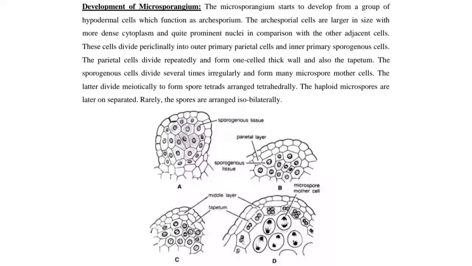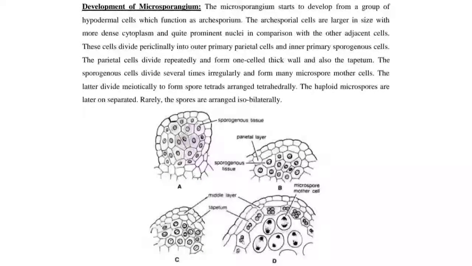Development of microsporangium. The microsporangium starts to develop from a group of hypodermal cells which function as archesporium. The archesporial cells are larger in size with more dense cytoplasm and quite prominent nuclei in comparison with the other adjacent cells. These cells divide periclinally into outer primary parietal cells and inner primary sporogenous cells. The parietal cells divide repeatedly and form one cell thick wall and also the tapetum.